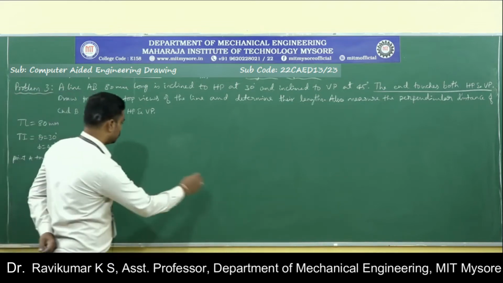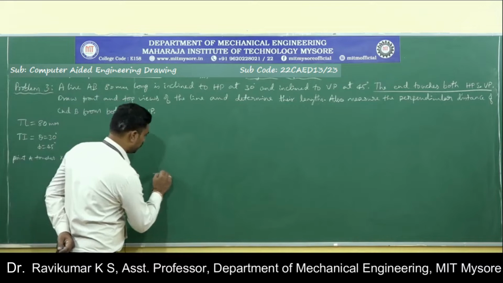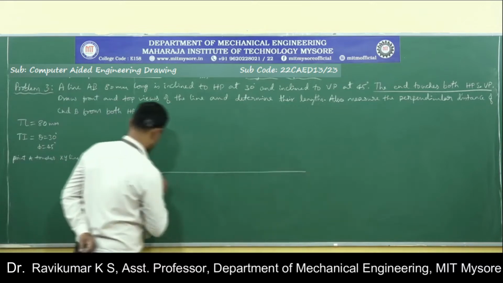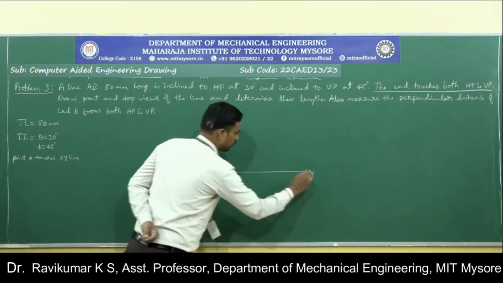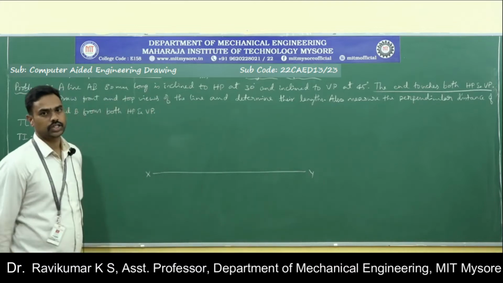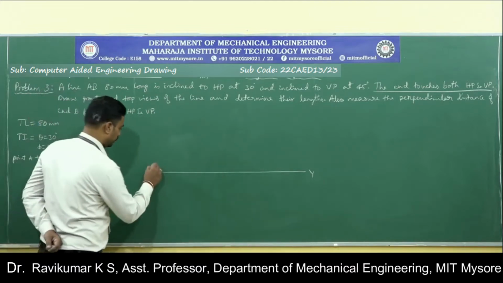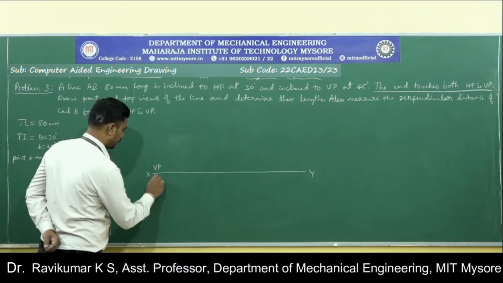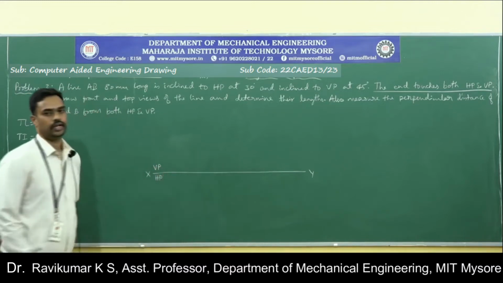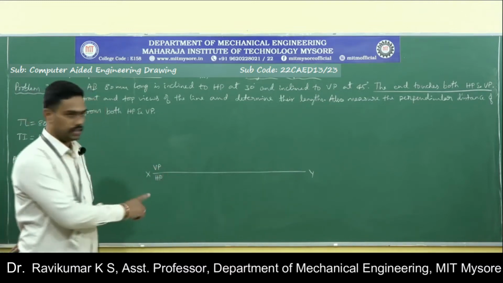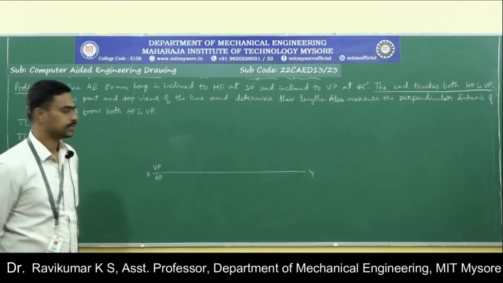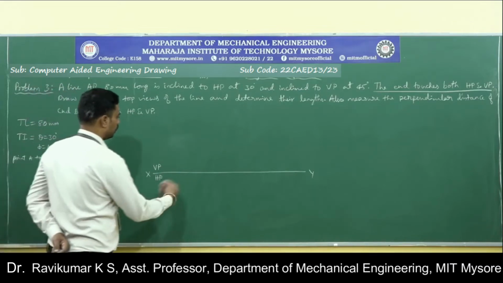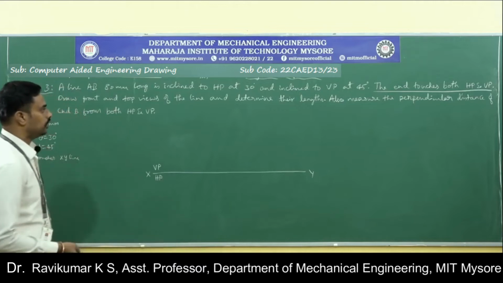Fine. So to begin with the solution, first draw XY line, and since we will be dealing with the first quadrant, we need to write VP and HP. Remember, if you do not write this information, you will lose marks. Okay. Now start with the solution.